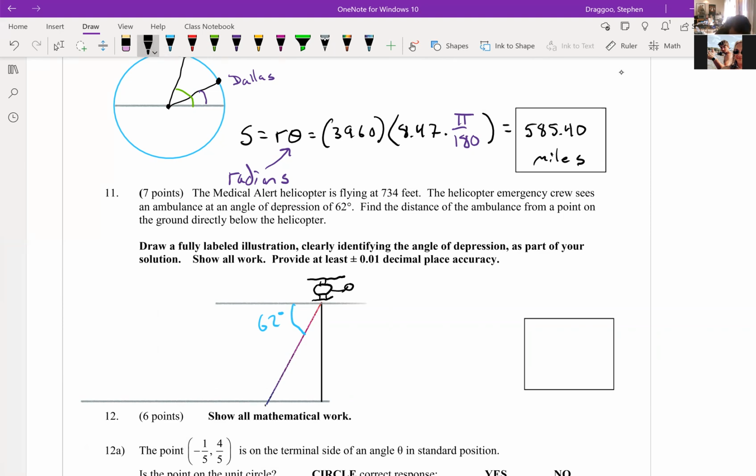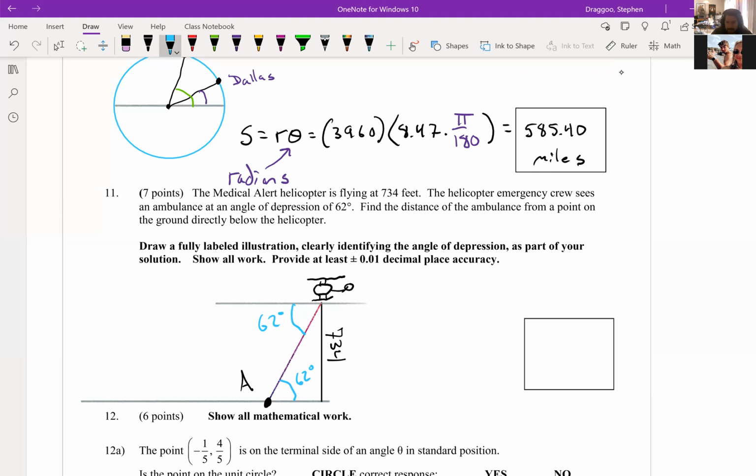Down below, we know our ambulance is at that point. We have the height in the air that this helicopter is flying at. It's 734 feet. And finally, we know that angles of elevation and angles of depression should measure the same number, even if they are located in different places. So we've got this 62-degree angle down here. That's the angle of elevation, and it's the same as the angle of depression labeled above.